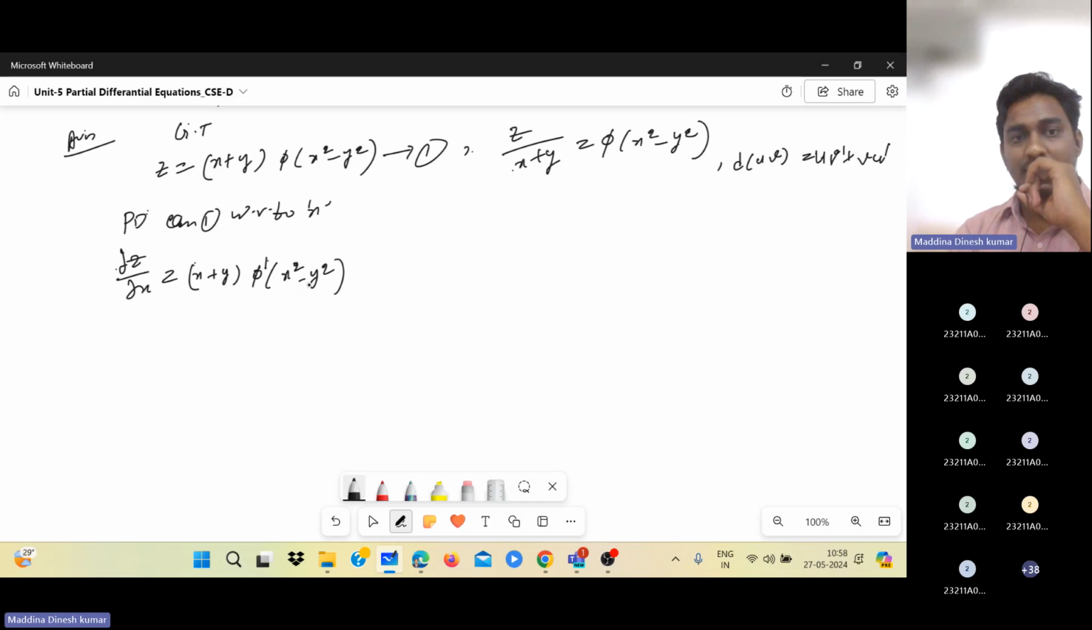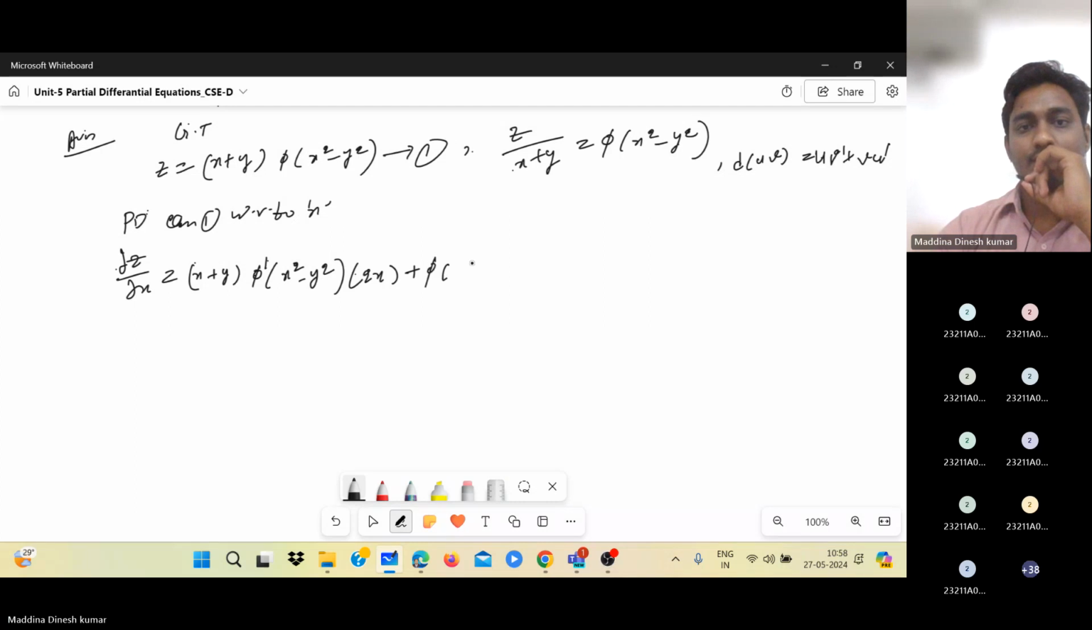Whenever we are doing this, x square will become 2x, y square will become 0. So here we will get 2x uv dash plus vu dash. V is this pi function, pi of x square minus y square, and this x plus y will become 1.